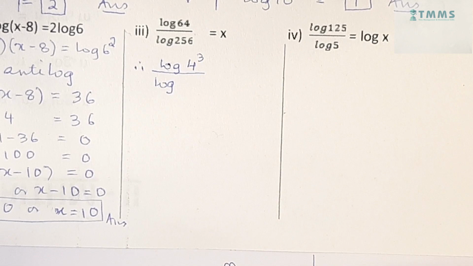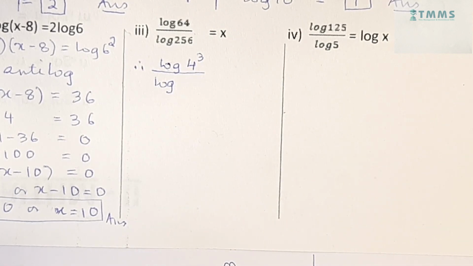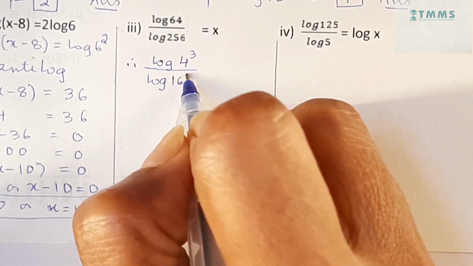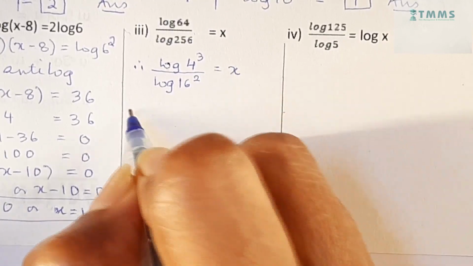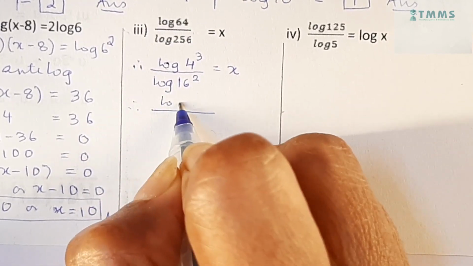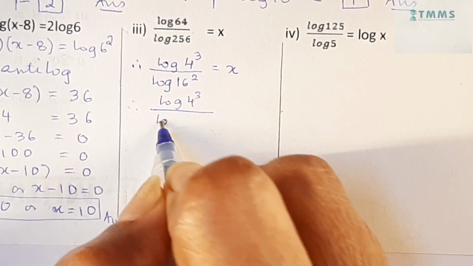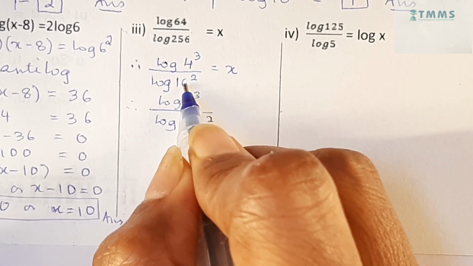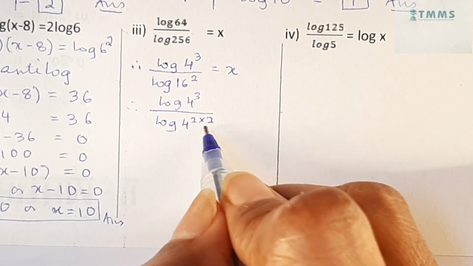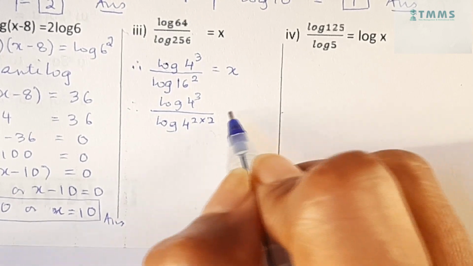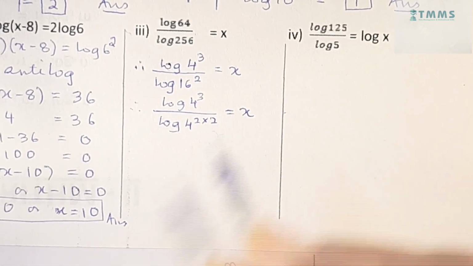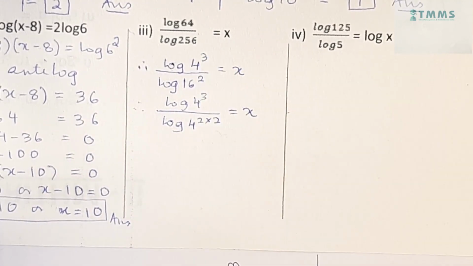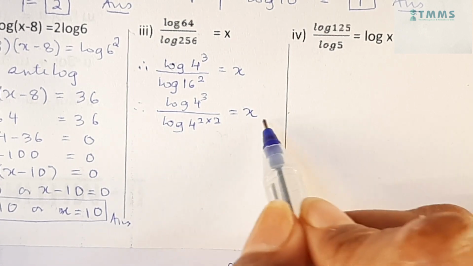Now isn't 256 the square of 16? Okay, so if I write it as log of 16 square, and in the next step, I will write this as log of 4 square, and the square of that means 4 to the power 4, and that will be equal to x. So did we understand? 256 is 16 square, but 16 is 4 square. So 256 becomes 4 square and the square of that.